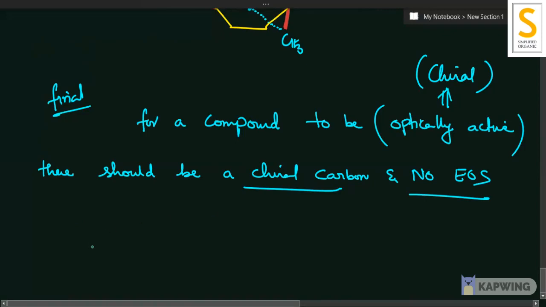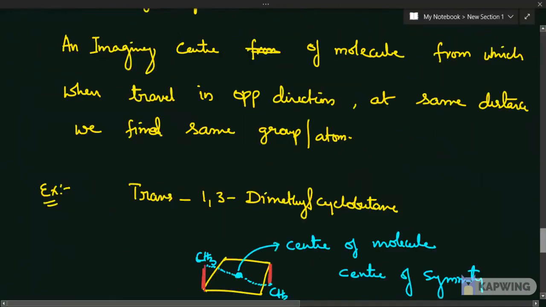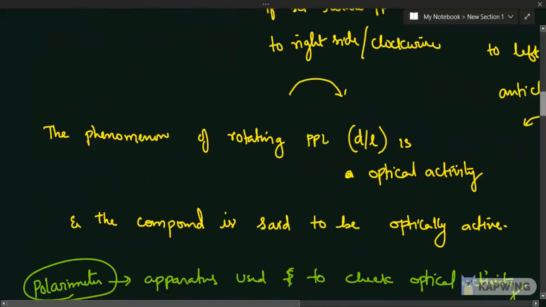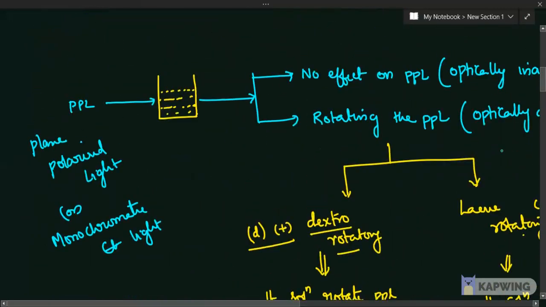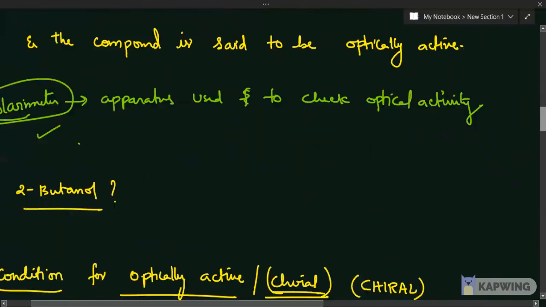And optically inactive compounds are also called achiral. If I use the term achiral, then it means the compound is optically inactive. So in this lecture we have seen what is meant by optical activity, how many types of compounds are there, and what are the conditions to show optical activity.